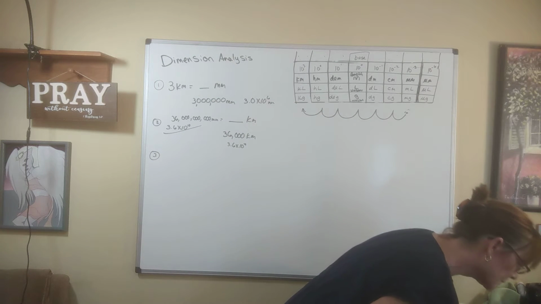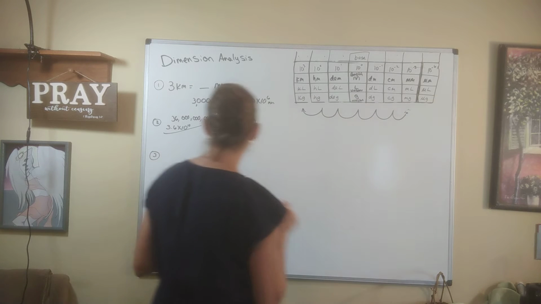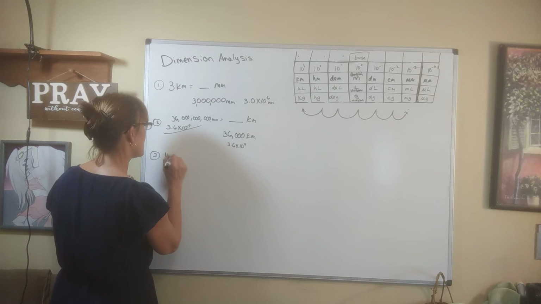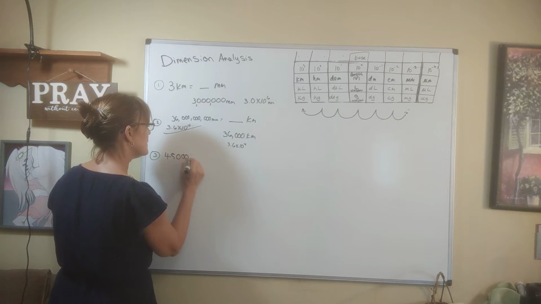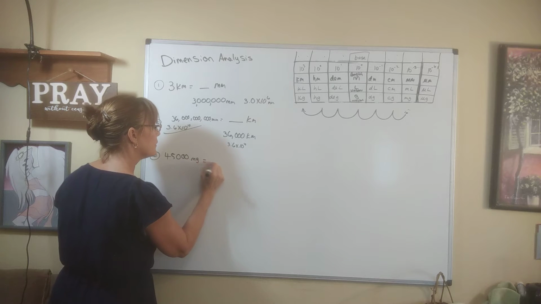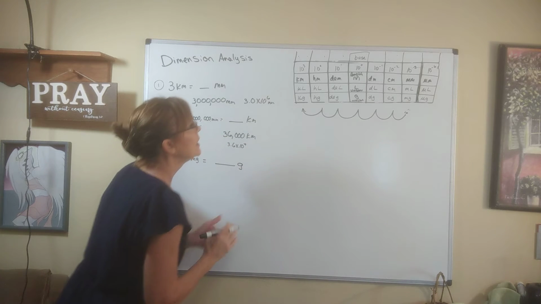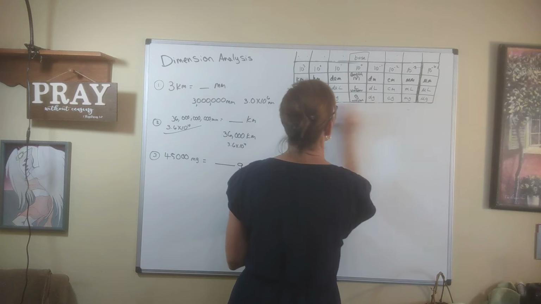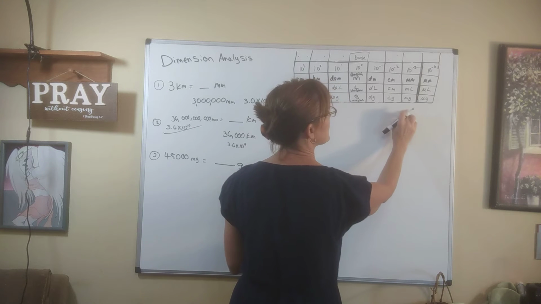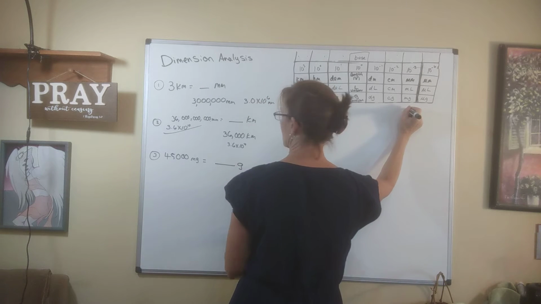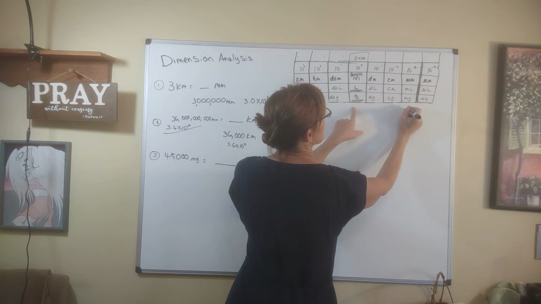How many grams are in 45,000 milligrams? Start with what you know. 45,000 milligrams are equal to how many grams? Okay, let's start with the milli. Where's milli? Here's milli, milligrams. And we're going to go to grams, which is the base.